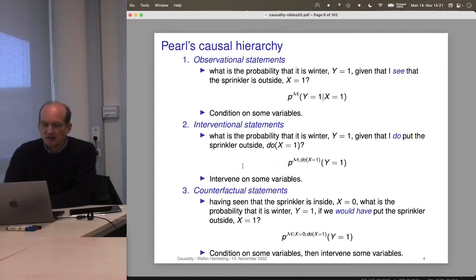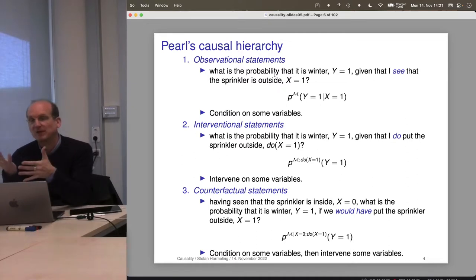And by combining observational statements and interventional statements, I can even say something about counterfactual statements, which are counter to the fact, where the facts are basically the data that I observe. And then I can ask, what if a certain variable had been set to a different value? What if I had taken a different action? What would have been the outcome? Something that has never happened. And those are counterfactual statements.